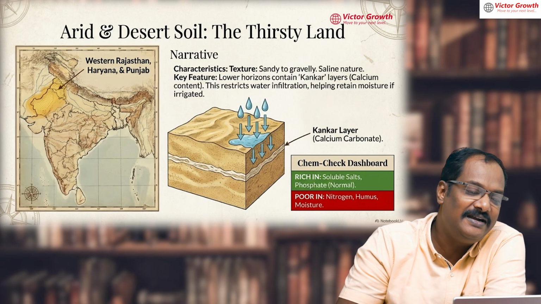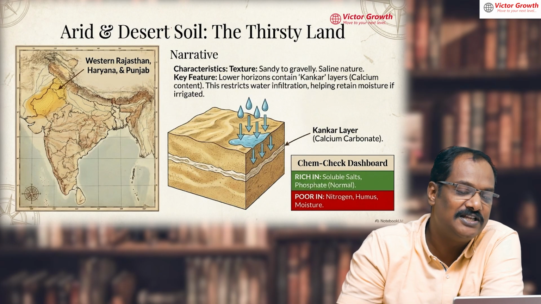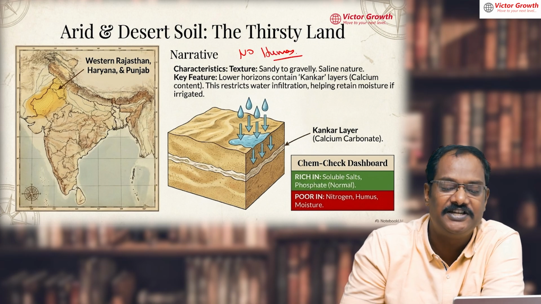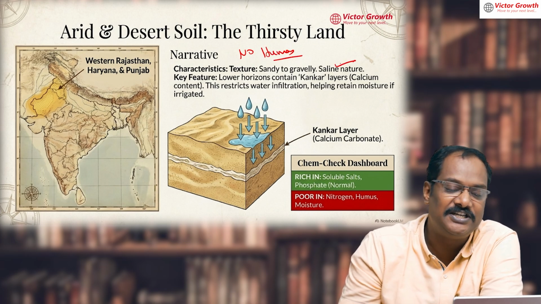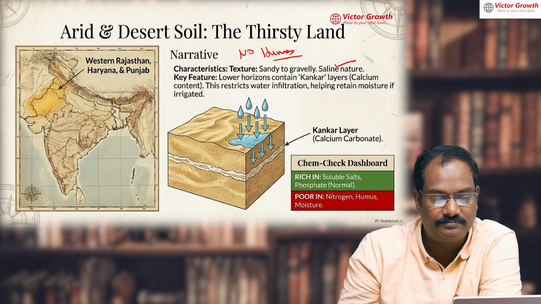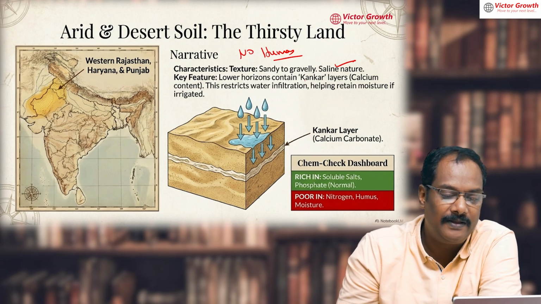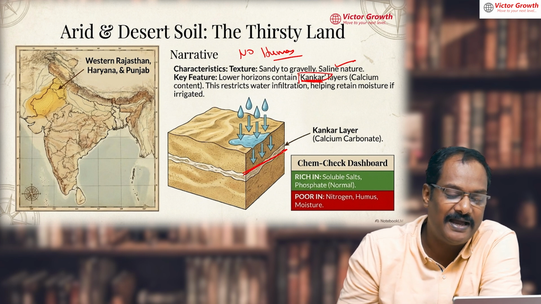Okay, the arid and desert soil. In arid and desert soil, there is no humus content. Write down this word, no humus, because there is no vegetation. Saline in nature. This Kankar deposit, a calcium deposit, acts as a barrier. It will not allow the water to infiltrate.